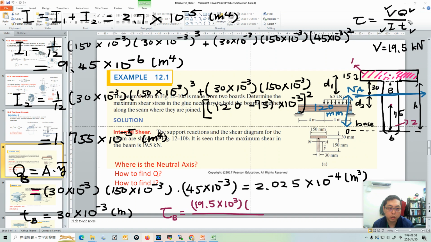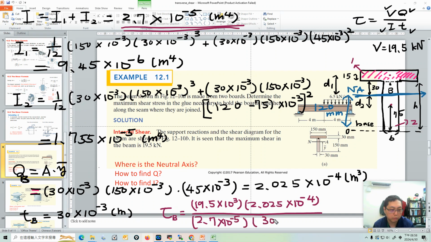Okay, and what's our Q at B? Q_B is 2.025 times 10 to the power minus 4. What's the moment of inertia here? Don't forget your moment of inertia calculated is 2.7 times 10 to the power minus 5. And your thickness is 30 times 10 to the power minus 3 m. So after all your calculation, the answer is 4.875 megapascal. Mega, big capital M, means 10 to the power 6. Don't forget it. So this is the shear stress at this point B.